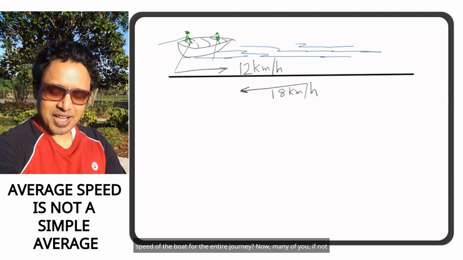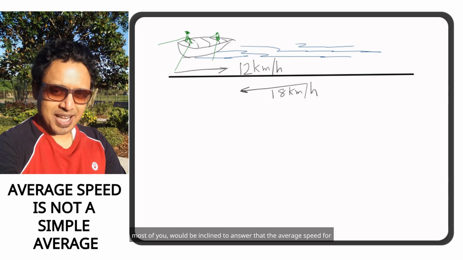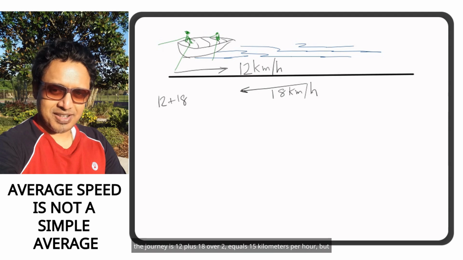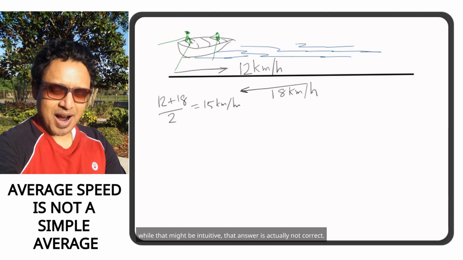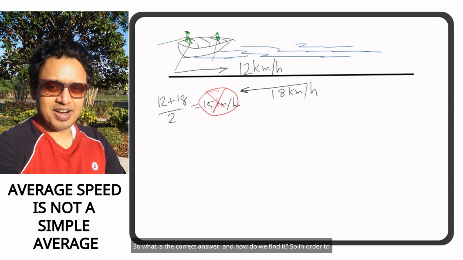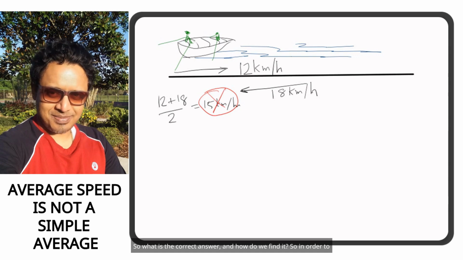Now, many of you, if not most of you, would be inclined to answer that the average speed for the journey is 12 plus 18 over 2 equals 15 kilometers per hour. But while that might be intuitive, that answer is actually not correct. So what is the correct answer and how do we find it?